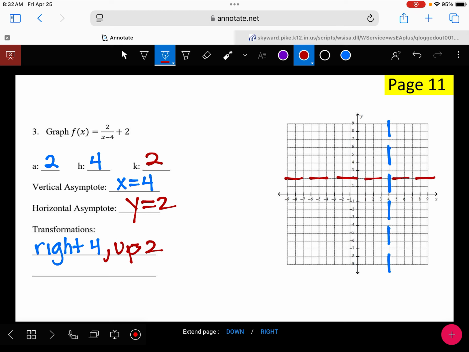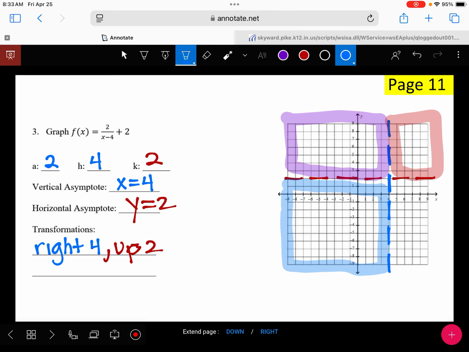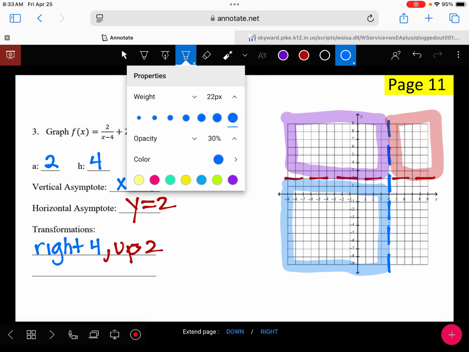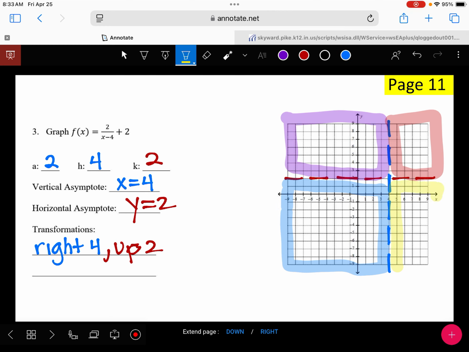Okay, so now we have my graph divided into 4 sections. So let me go ahead and color in my 4 sections. So I got this section, and then I have this section, and then I have this section, and then I have this section. Now, because A is positive, in what 2 colors do you think I am going to graph? Am I going to graph in the purple and yellow or in the pink and blue? Pink and blue, because that's the positive area.